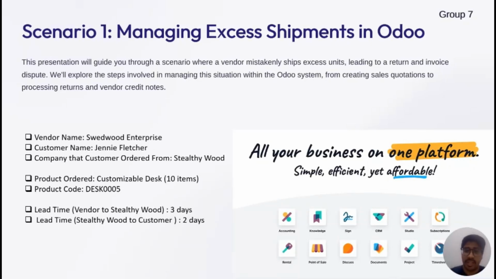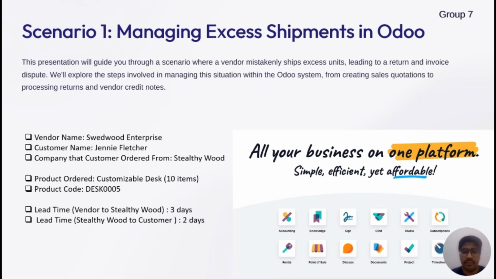In today's presentation, I'll walk you through the process of resolving a scenario where a vendor, Swedwood Enterprise, mistakenly ships 20 units of customizable desks instead of the 10 desks ordered by the customer, Jenny Fletcher. This is basically the first scenario, which is managing the excess shipments in Odoo. This error leads to a return and an invoice dispute. We'll cover how to handle this situation using Odoo Sales, Material Management, and Financial Accounting modules.